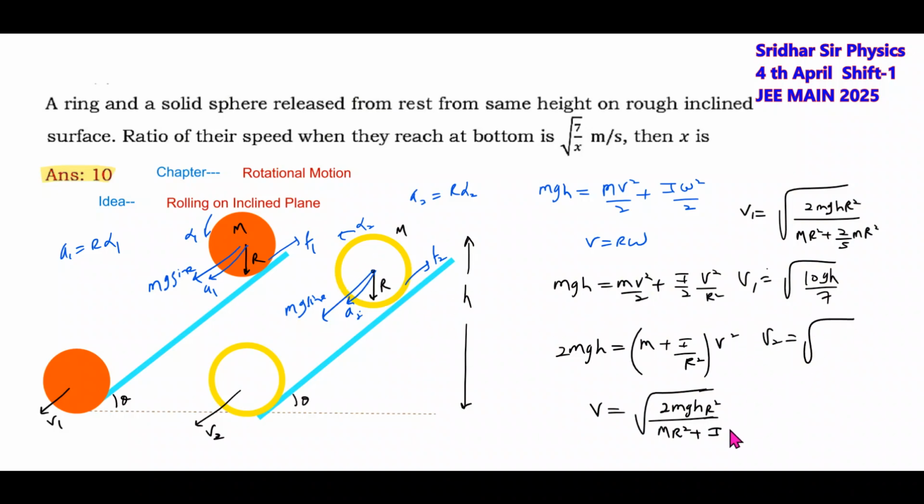Similarly, for the ring, the moment of inertia will be mr² only. So 2mghr² by mr² plus mr², which will be gh. The ratio of the speed asked is v2 by v1, which will be 7 by 10. So in place of x, 10 will be there.